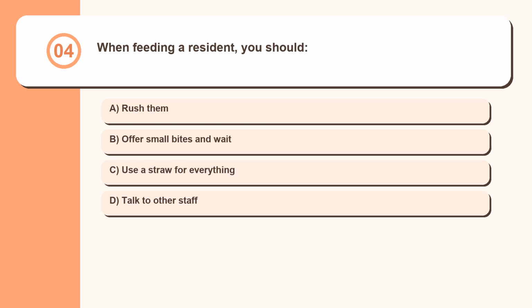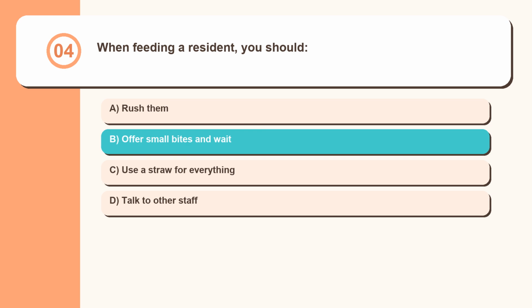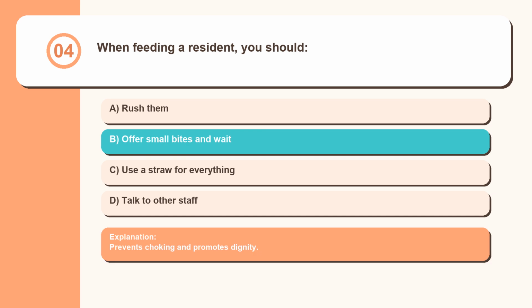Question 4. When feeding a resident, you should: rush them. Offer small bites and wait. Use a straw for everything. Talk to other staff. Prevents choking and promotes dignity.